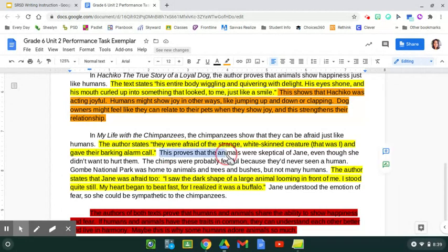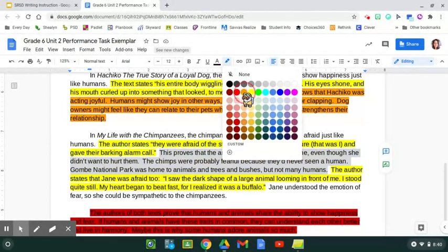This proves that the animals were skeptical of Jane even though she didn't want to hurt them. The chimps were probably fearful because they'd never seen a human. Gombe National Park was home to animals and trees and bushes, but not many humans. So again, this is not coming from the text. This is coming from the author's mind. It's their thinking. So that is the detailed examination, which we highlight in orange.